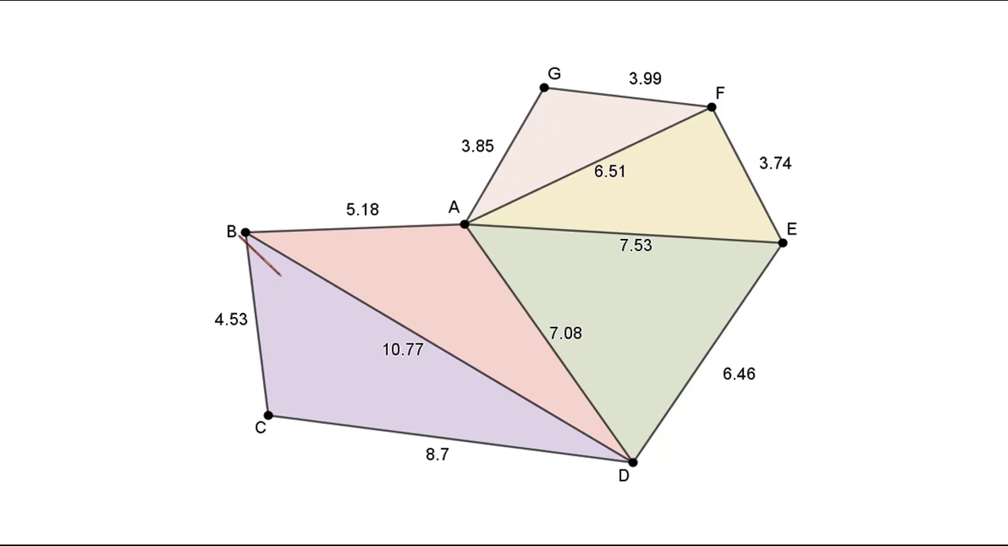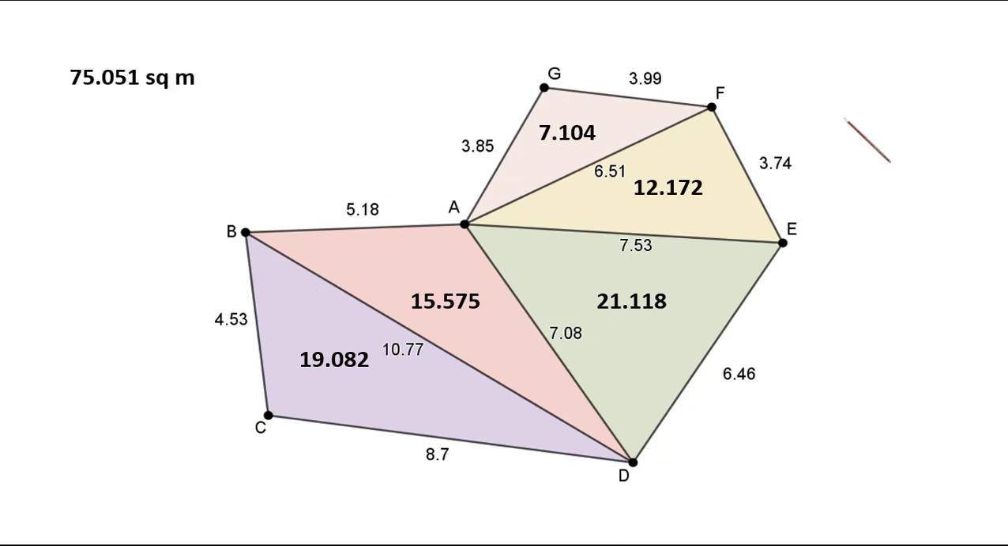And now we can find the areas of all these triangles one by one, because now we have all the 3 sides of each and every triangle. So by using Heron's formula, we come to know the area of this triangle is about 19, the area of this triangle is about 15.5, this is 21, this is 12, and that is 7.1. And if you total up, you get the area of this entire diagram, 75.051. So finding the area of a triangle is of very prime importance. And to find the area of a triangle, you always require that square root button.